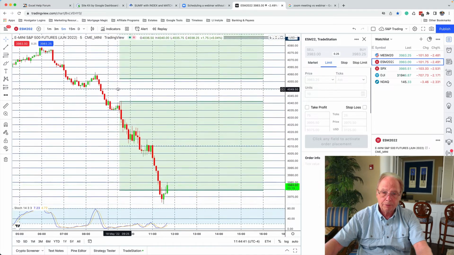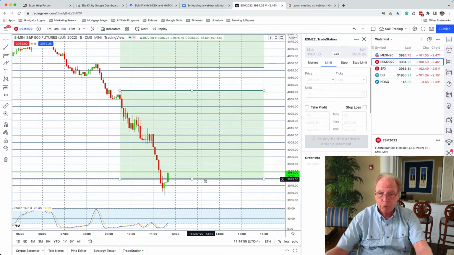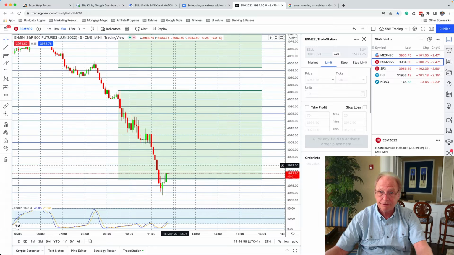So where are prices? By 11 or 11:55, this was 11:55, the prices were continuing downward. But look what happened. When the prices hit the support level, they are basically respecting this range that the calculations predicted.